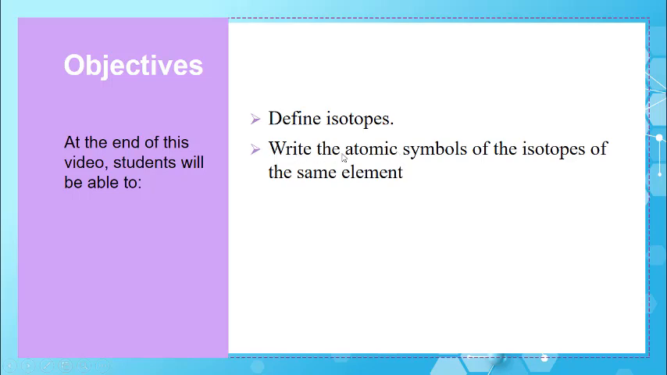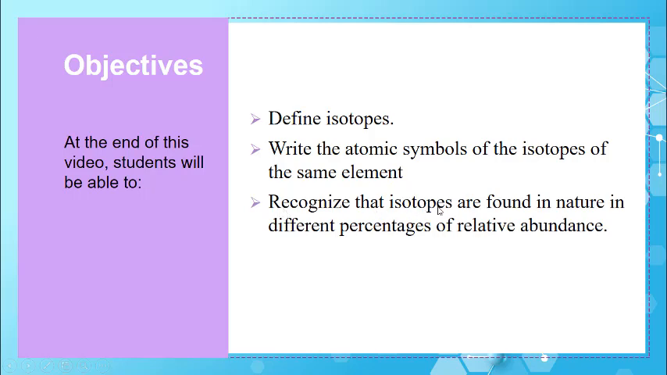The objectives of this video are: define isotopes, write the atomic symbols of the isotopes of the same element, recognize that isotopes are found in nature in different percentages of relative abundance.